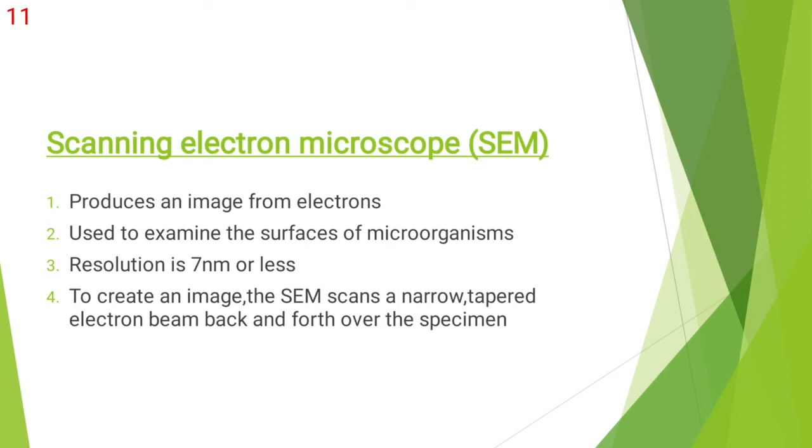Next is scanning electron microscope, that is SEM. It produces an image from electrons. It is used to examine the surfaces of microorganisms. Its resolution is 7 nanometers or less. To create an image, the SEM scans a narrow tapered electron beam back and forth over the specimen.